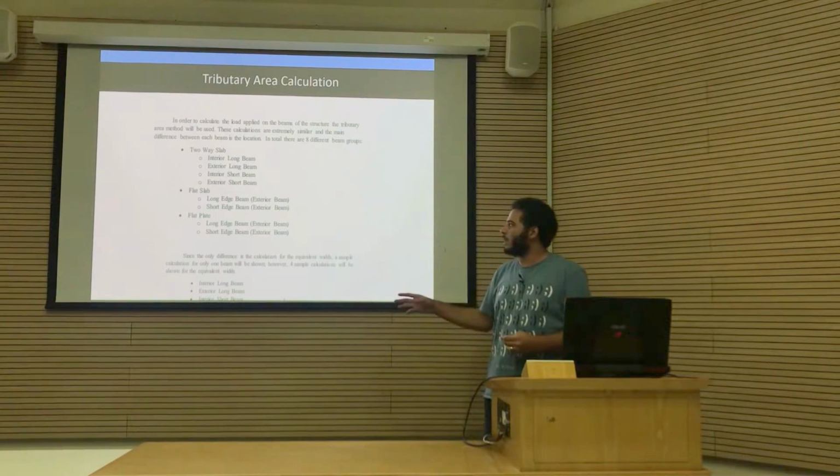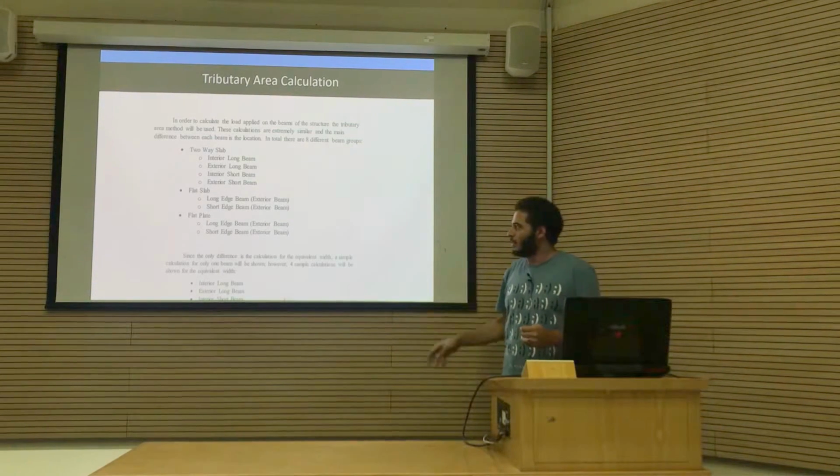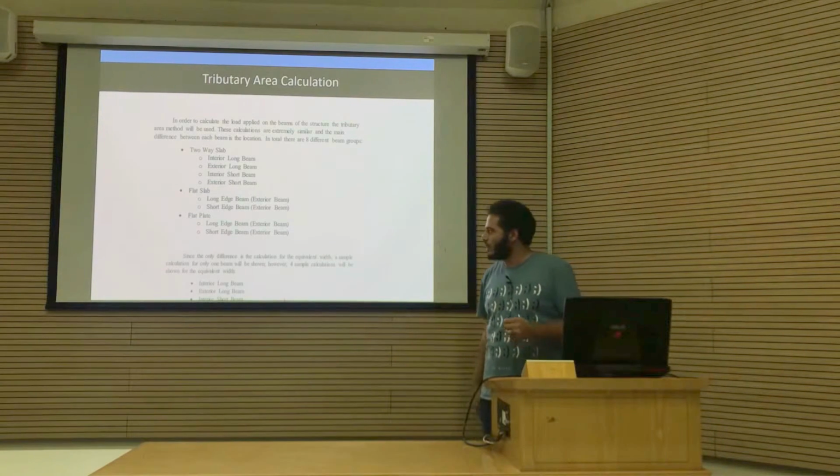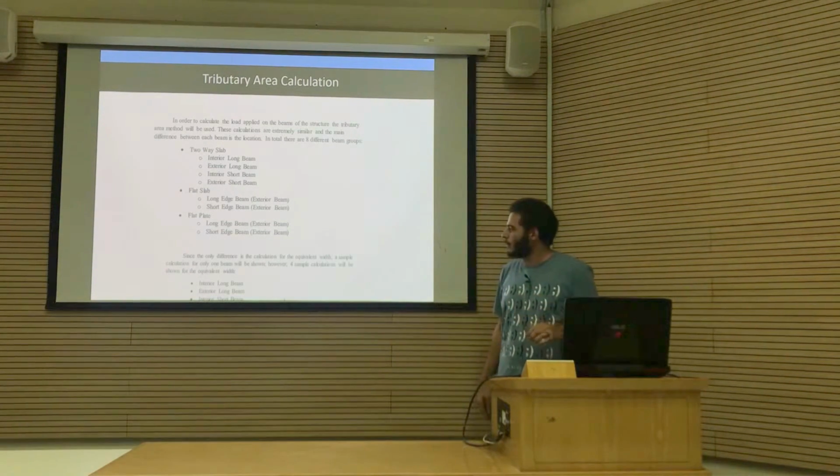4 of them are in the two-way slab, which is a solid slab, and 2 in the flat slab and 2 in the flat plate. The ones in the flat plate and the flat slab are the exact same.